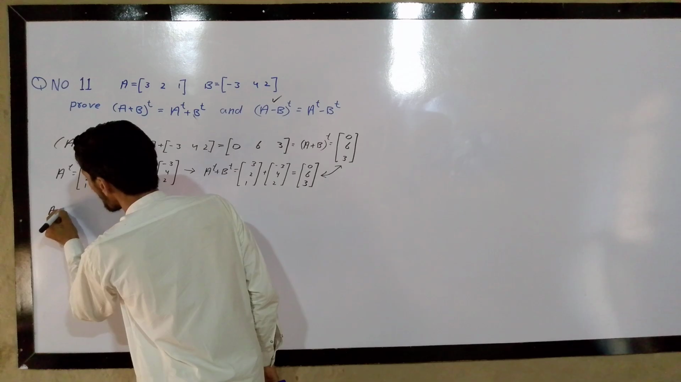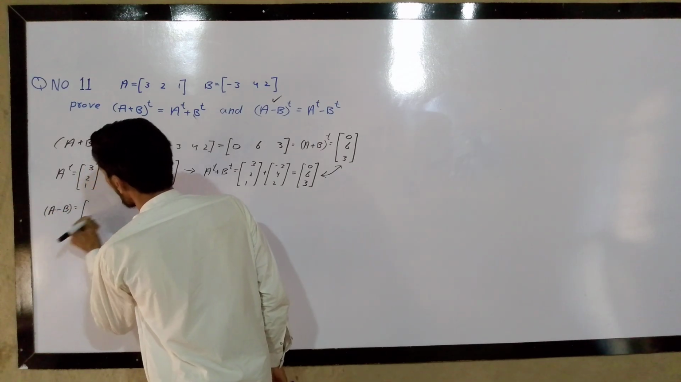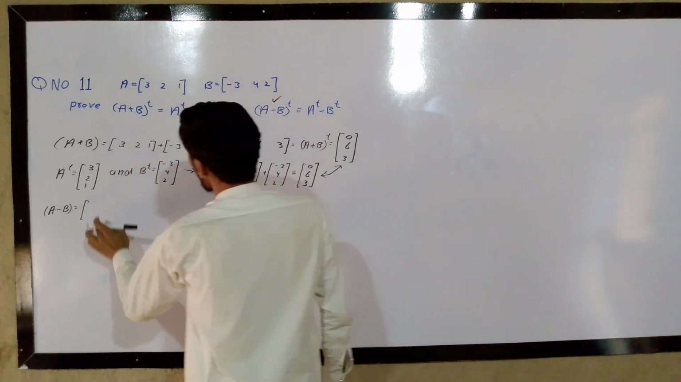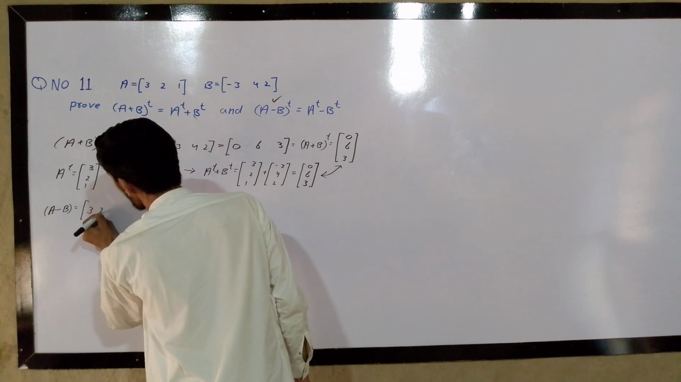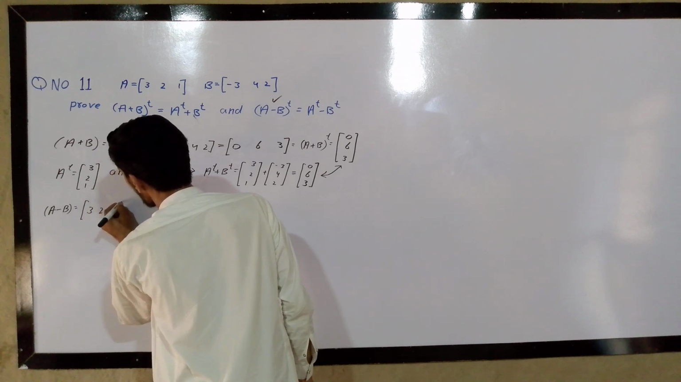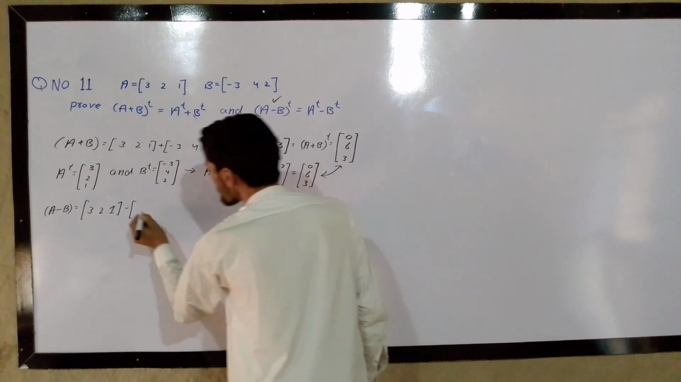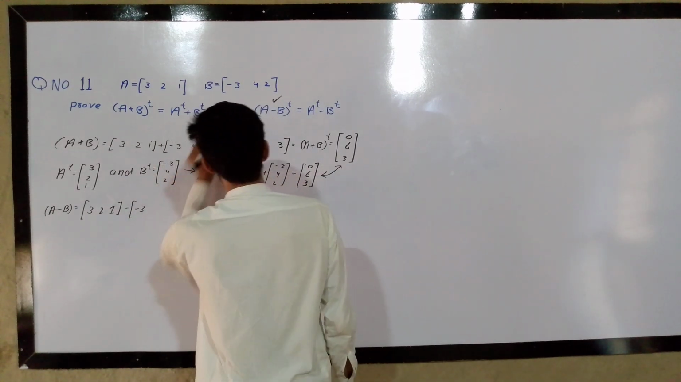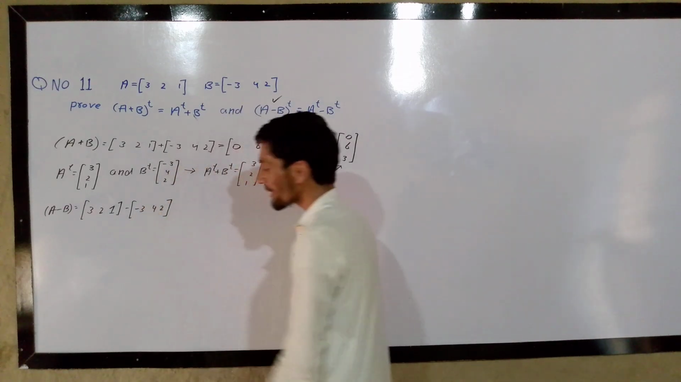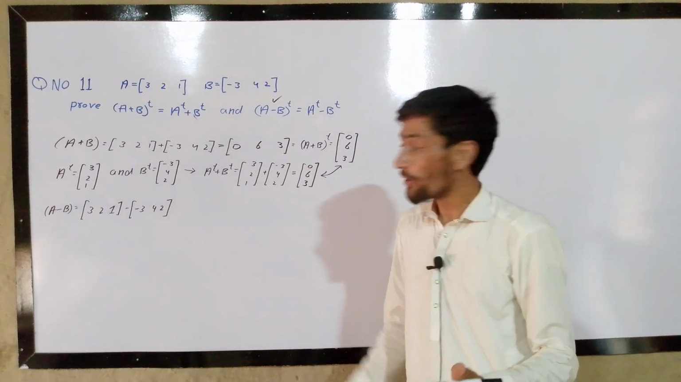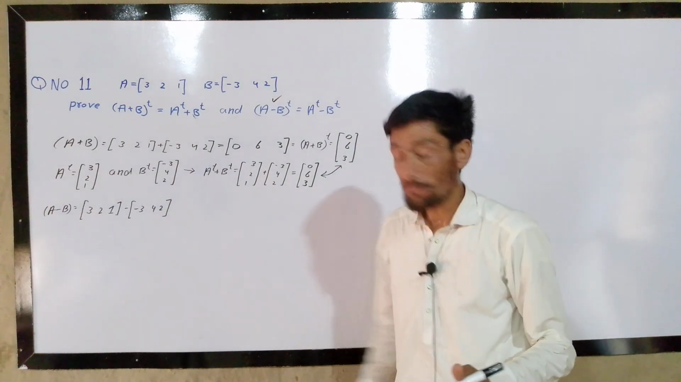A minus B is equal to A [3, 2, 1] minus B [-3, 4, 2]. So this is a subtraction. We will subtract the second matrix from the first matrix.